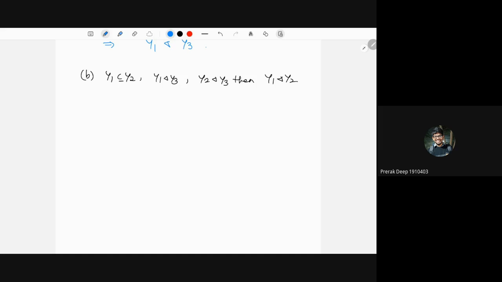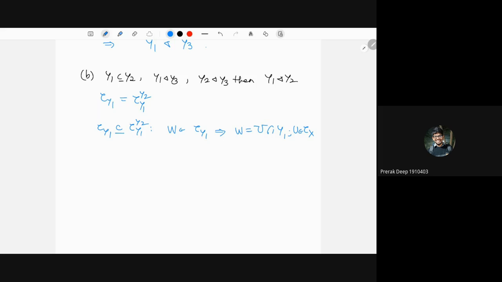Since y1 is already a subset of y2, we only need to show that tau y1 is equal to tau y1 induced from y2, right? So we start with the first side containment. Let's say w is in tau y1. That means w can be rewritten as u intersection y1 for u in the topology of x.